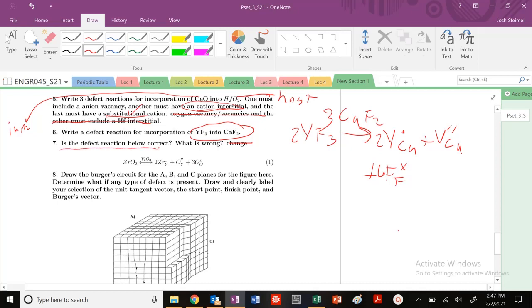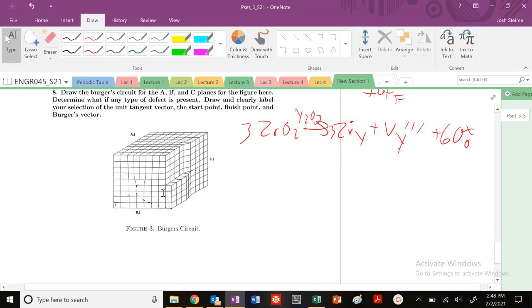Is the defect reaction below correct? So let's go ahead and look at it here. Uh-oh, nope, this is not correct. So what is wrong? This charge is incorrect. Also, we can't have an oxygen on a Y site. This whole thing is just messed up. So if we were to write a correct defect reaction, you could look at the one in the notes. Zr on Y, so that will give us plus 1, plus vacancy in yttrium, so I could multiply this by 3, so I could have 3Zr and 6 oxygen. There it is, so that's a correct defect reaction. There are many more than that.